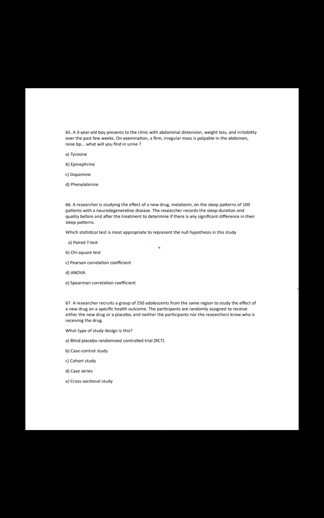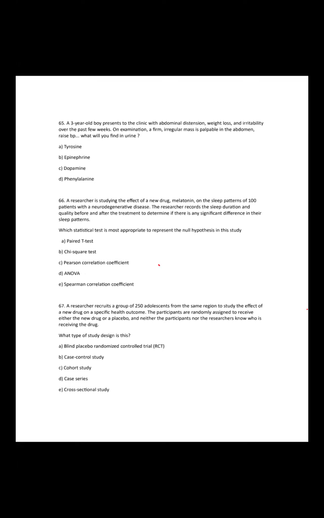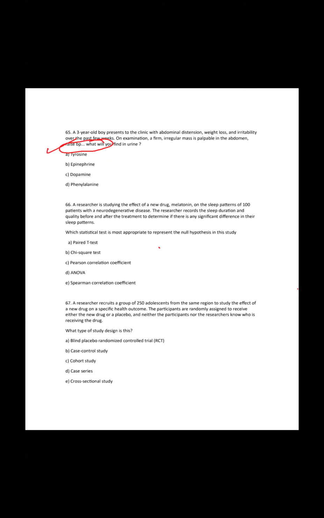Okay, so what would be the answer over there? What are the options? Norepinephrine is not mentioned over here, so you will go with epinephrine. Please correct it. If I mentioned dopamine before, I was wrong. It is epinephrine, okay? In the urine, epinephrine breaks down into vanillylmandelic acid and metanephrines, okay? Please correct it.